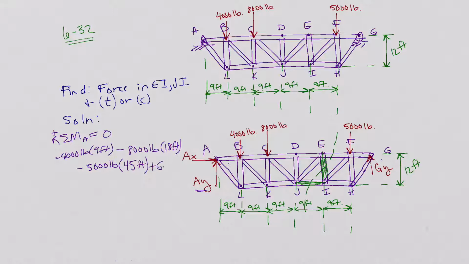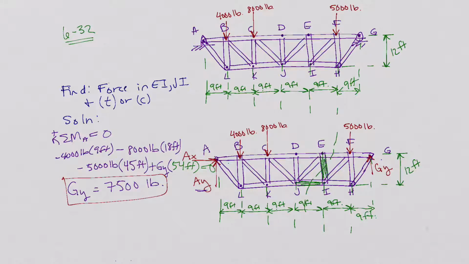So plus GY times that whole distance, which it looks like I forgot to write one of the distances here, but this is also 9 feet. So that's times 1, 2, 3, 4, 5, 6. So 6 times 9 is 54 feet. And that equals 0. And so now we can figure out GY with the calculator. I'm just going to pause it while I figure it out. So I just did the calculation on my calculator, and I get GY equals 7,500 pounds.